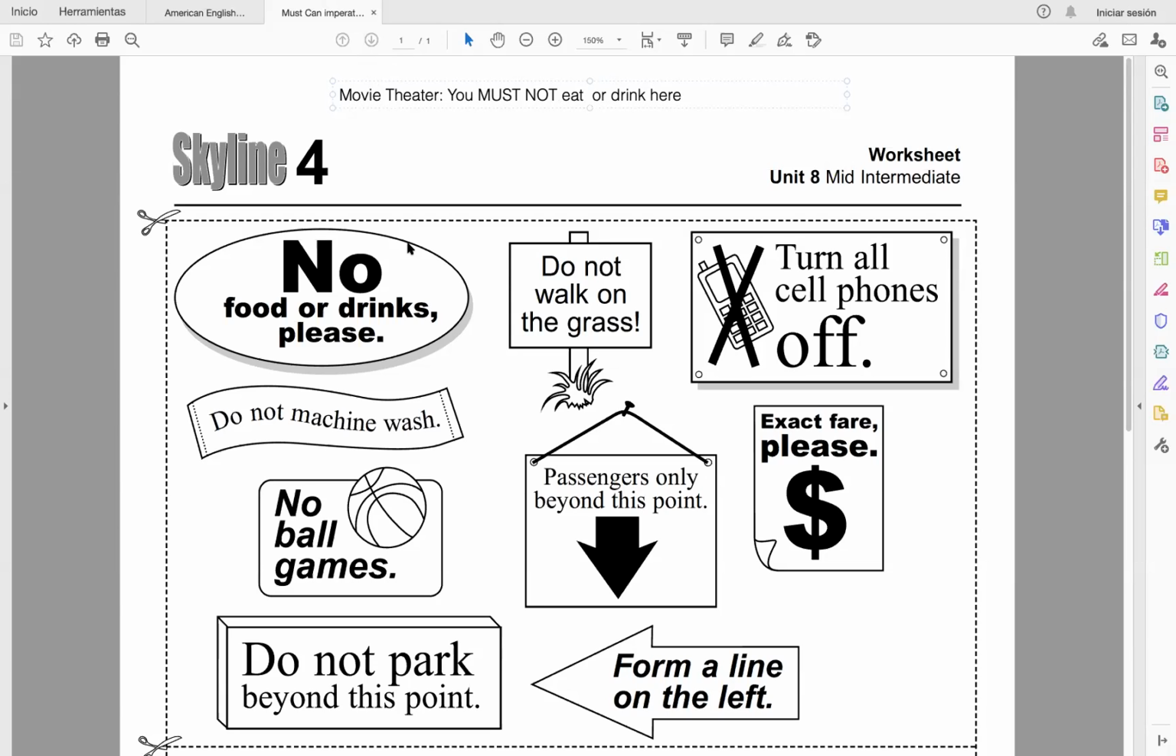Apart from the movie theater, can you think of another place where you can find this sign? Any other possible place? In the church? Okay, so in the church, you also can find that implication. What about a classroom? Is it possible in a classroom?